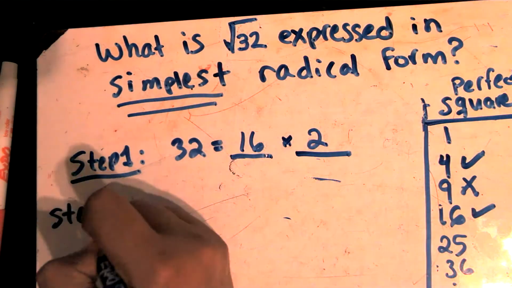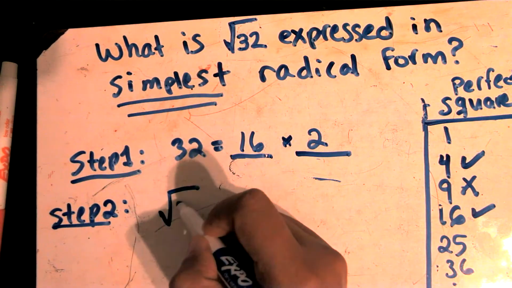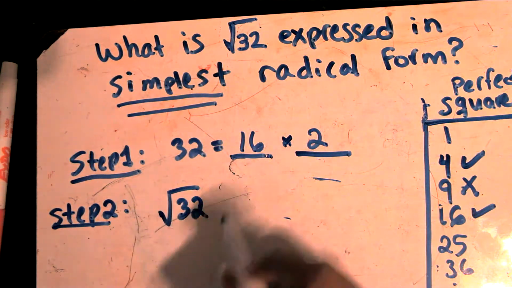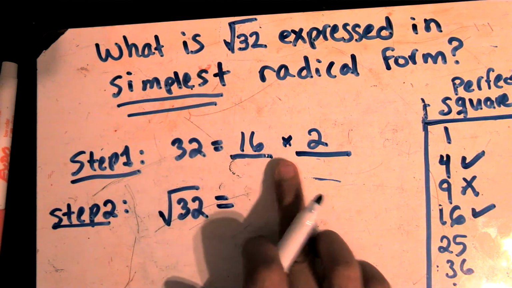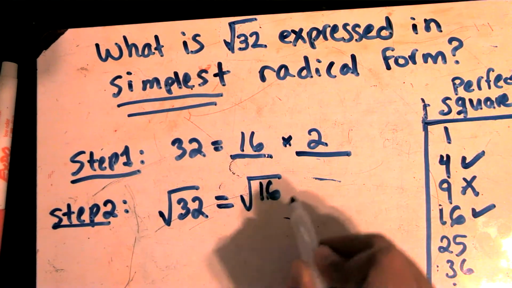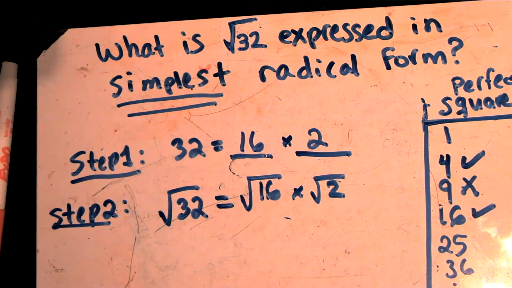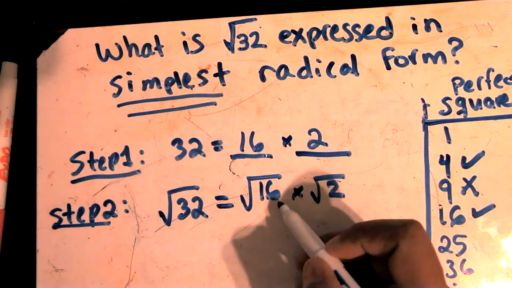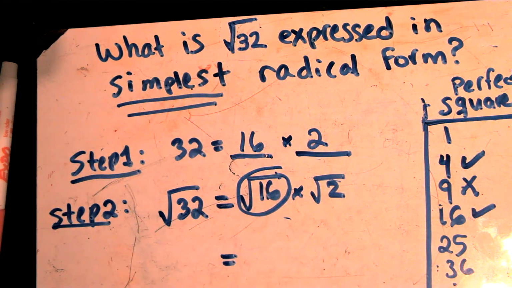So then once we're there, we can plug it in. We can then split the radical. If 32 is equal to 16 times 2, then the square root of 32 is equal to the square root of 16 times the square root of 2. Now because this is a perfect square, that will simplify to a whole number. The square root of 16 is 4.